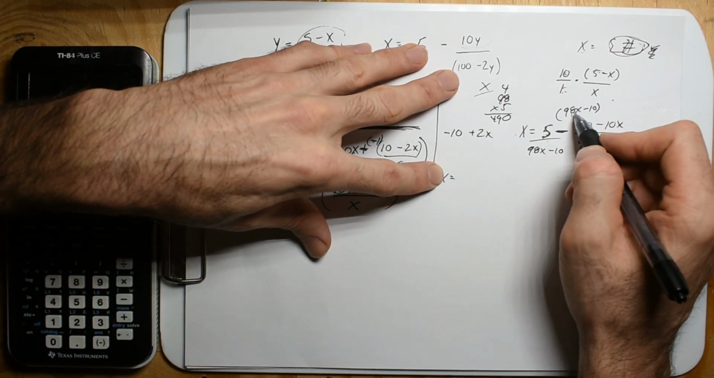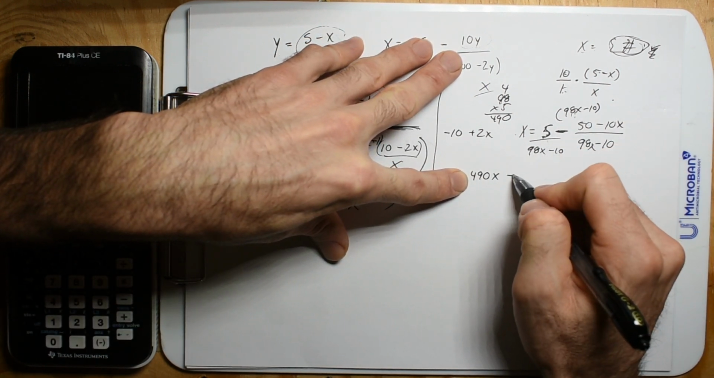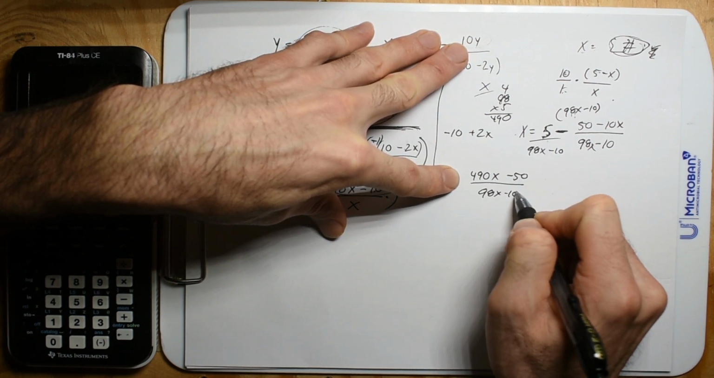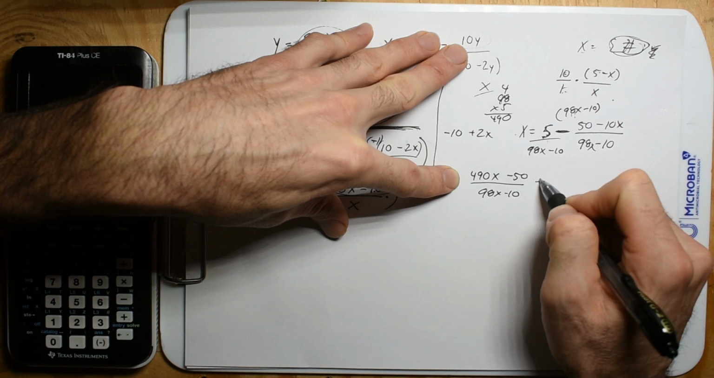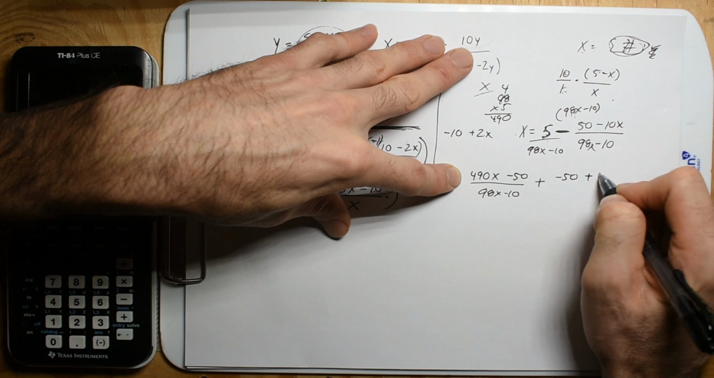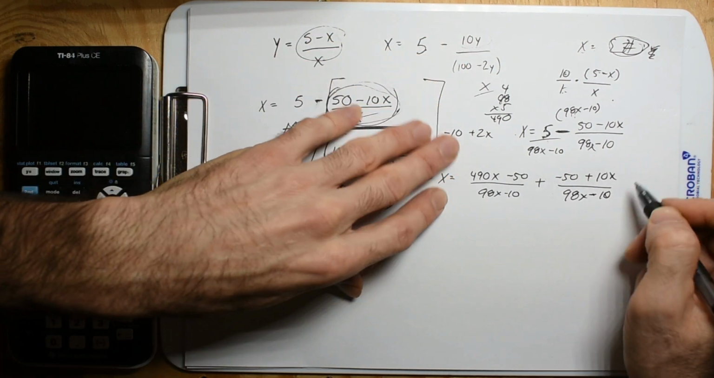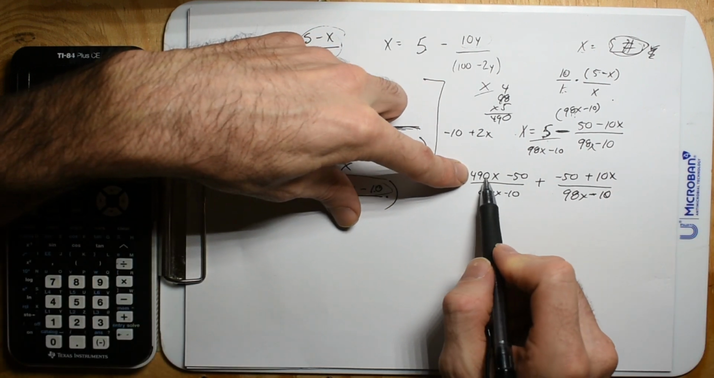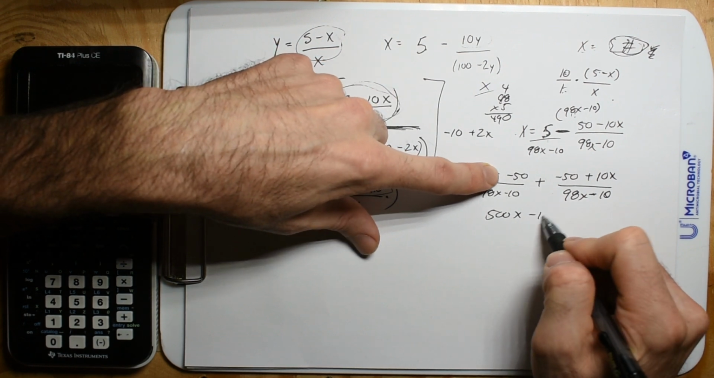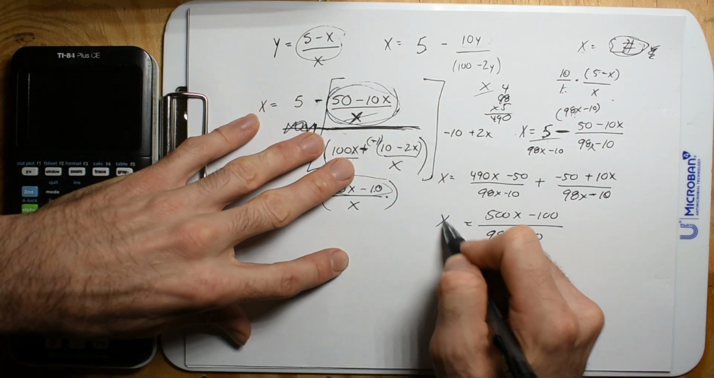So this is going to be 490x minus 50 divided by 98x minus 10. And now we're subtracting. I'm just going to add the opposite, so we have to add negative 50 plus 10x. Figure out which way you want to do it, but there you go. So now we have 490 plus 10x, that's 500x minus 100 divided by 98x minus 10. This is still equal to x.